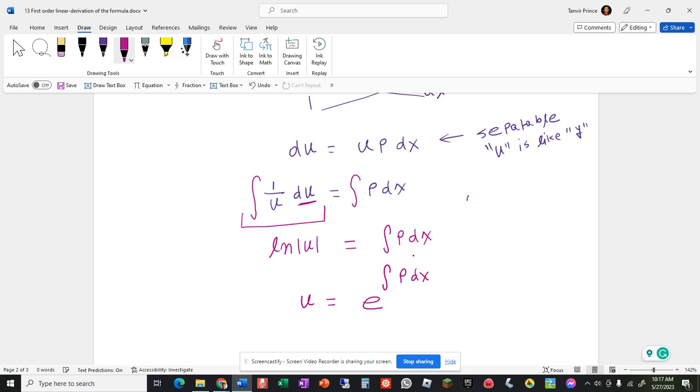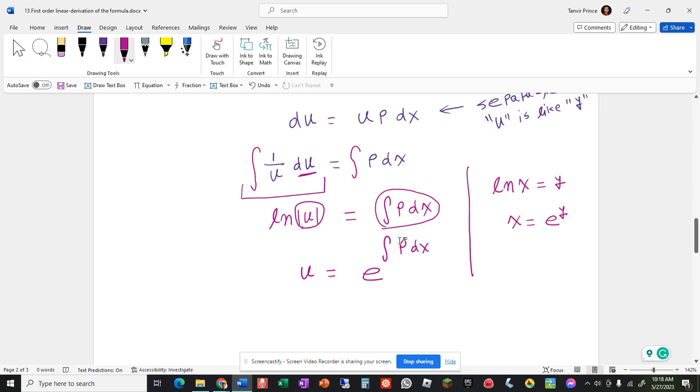A quick review. Let's say I have ln of x equal to y, right? That means x equals e to the y. So that is what we use here. This u plays the role of x, and this whole thing on this side is like your y in this formula. So at the end of the day, my u is this.